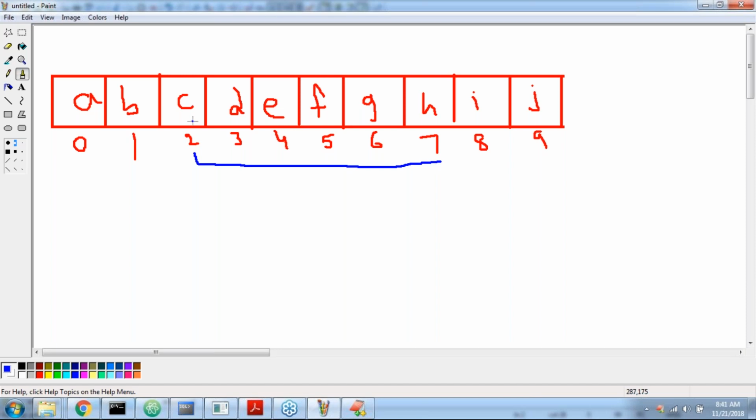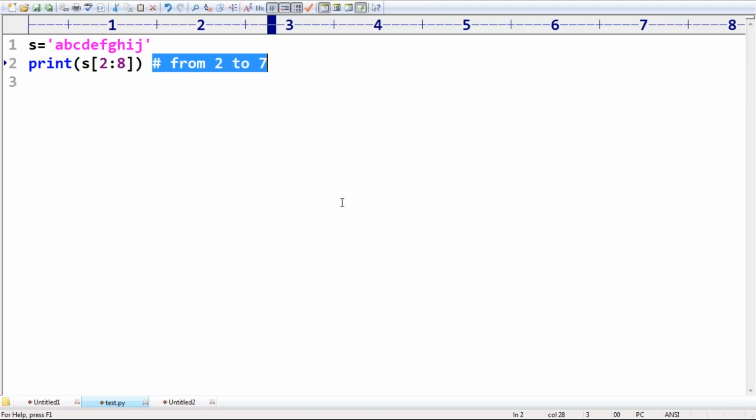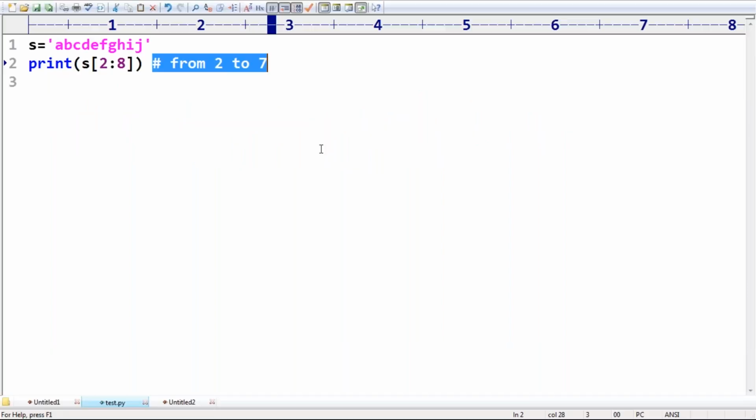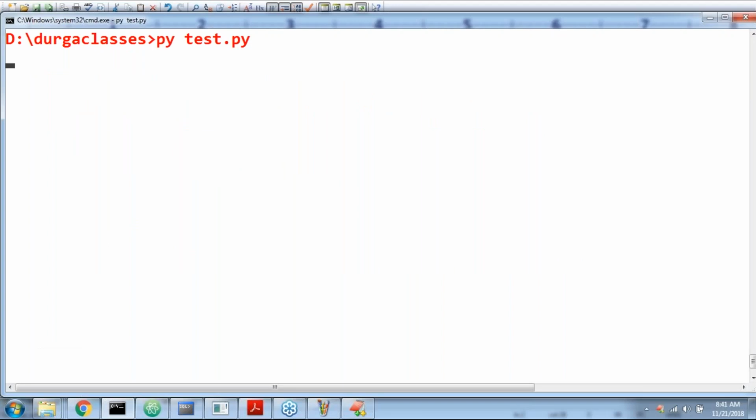So after C, consider the next character. After D, consider the next character. You know it is a sequence. Every time you are moving to the next cell. How many cells are you jumping at a time? Only one cell. Are you getting it? At a time only one cell. Now the answer we are going to get is from C to G, or from C to H. Let me execute this code. Am I going to get the same? C to H, perfect.